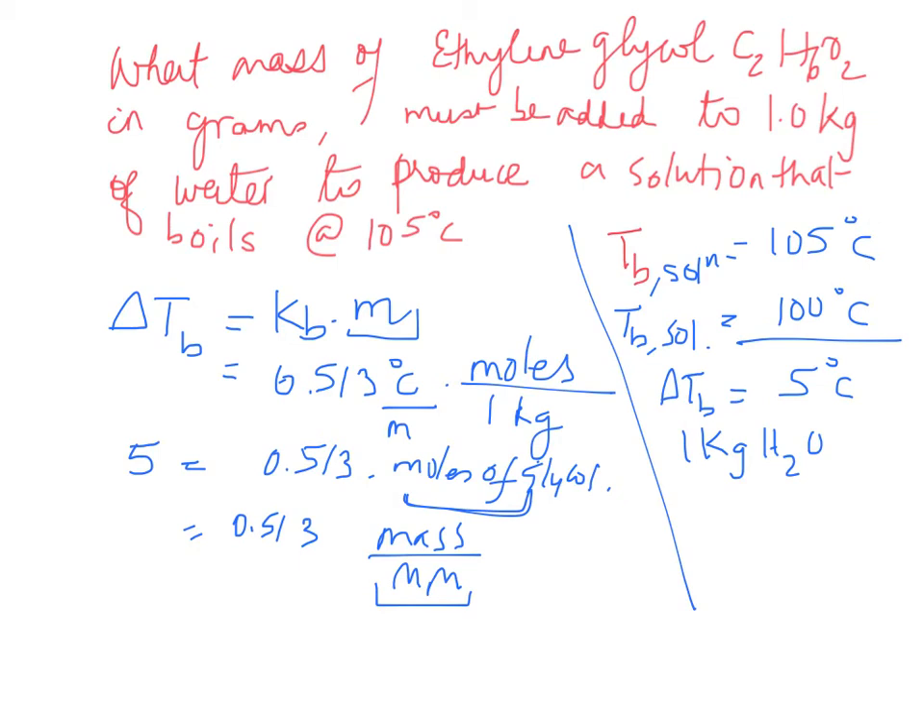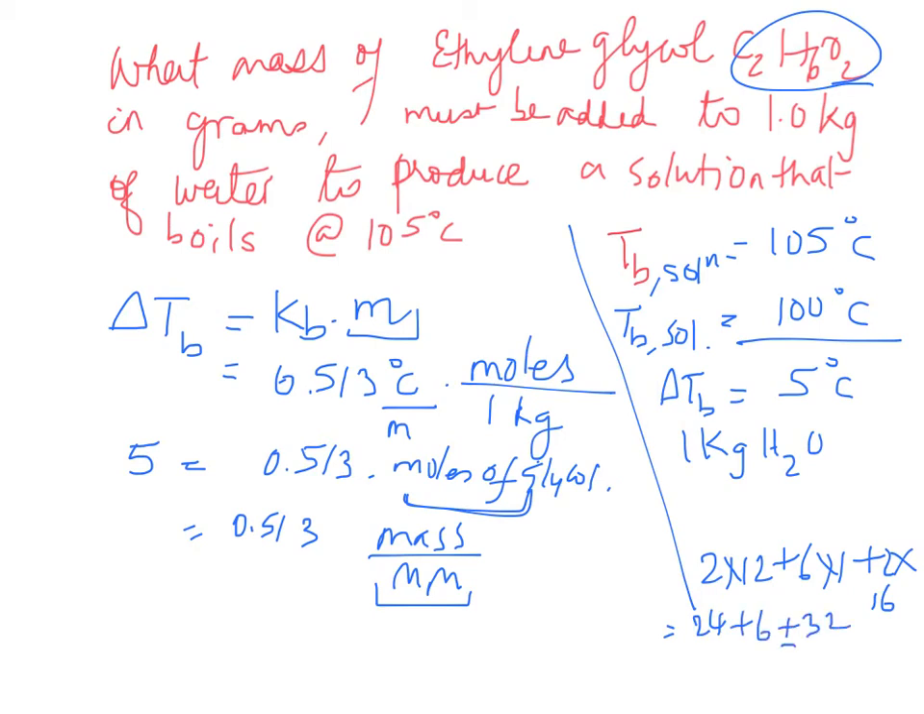How do you determine molar mass? You have been given the formula, so simply calculate the molar mass based on the formula. That is 2 times 12 plus 6 times 1 plus 2 times 16. So that will come out to be 24 plus 6 plus 32. I'm getting a value of 62 grams per mole. So I'm going to plug that value in over here.